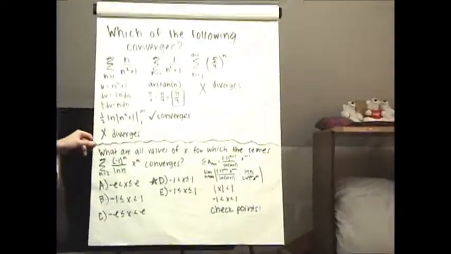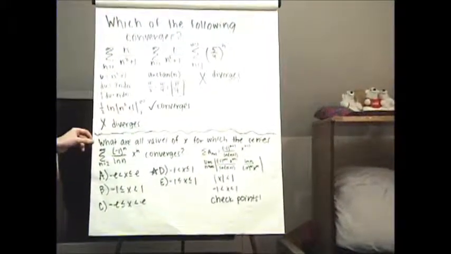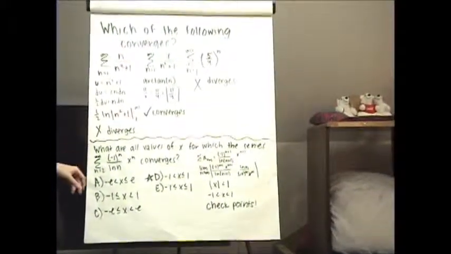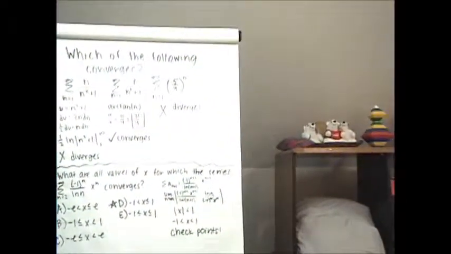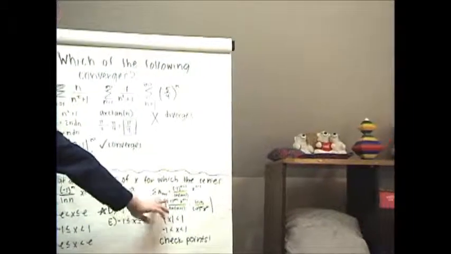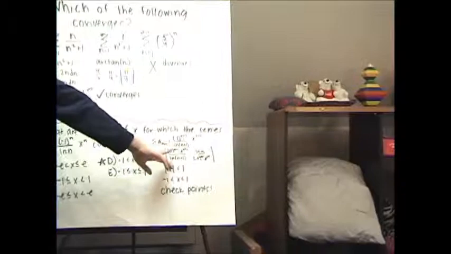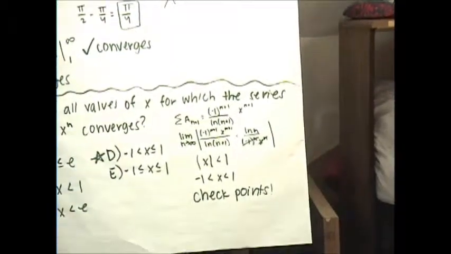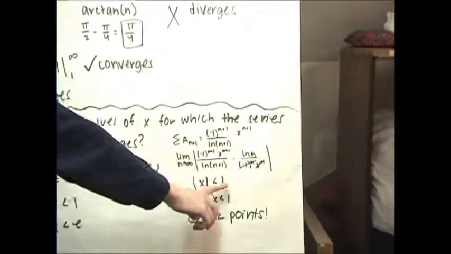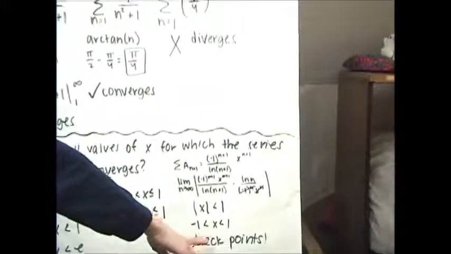And then for this example, what are all values of x for which the series negative 1 raised to the n over natural log of n times x to the n converges? So for this one, you have to do the ratio test, and it looks like this. So you do that limit as n approaches infinity of the absolute value of a sub n plus 1 over a sub n. And when you solve all that out, you get the interval of convergence of x is greater than negative 1 and less than 1.